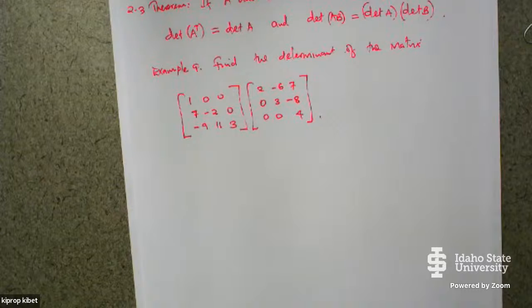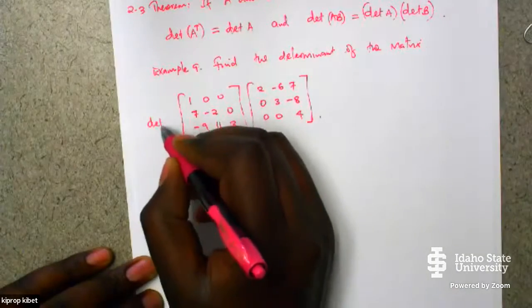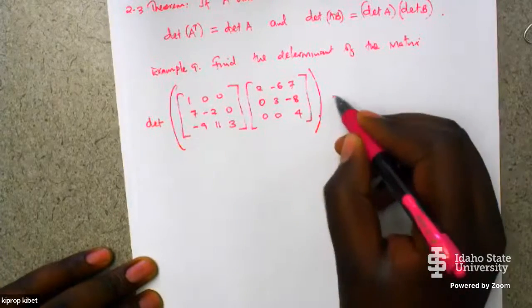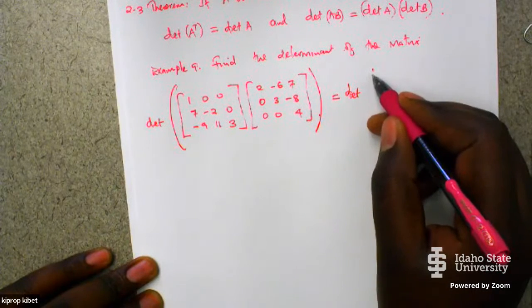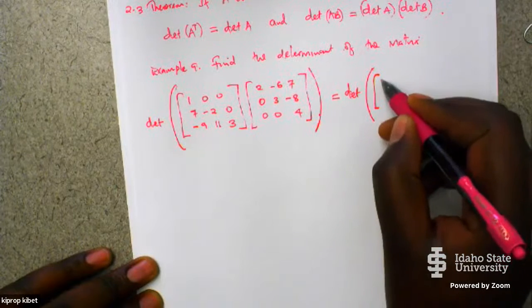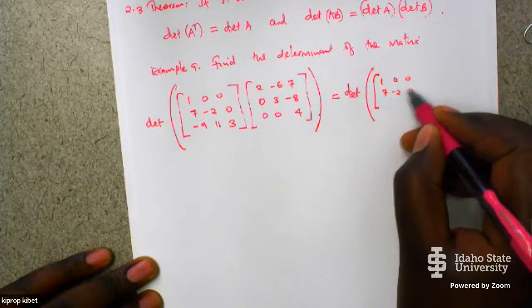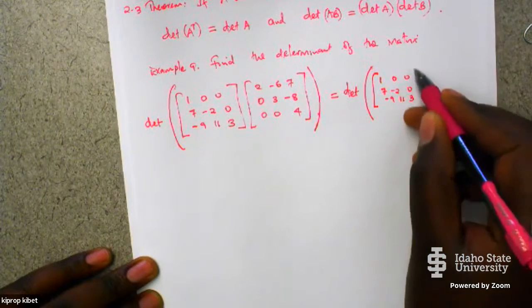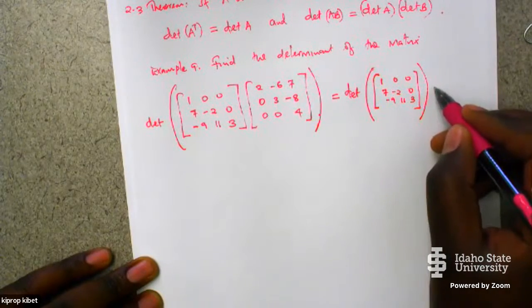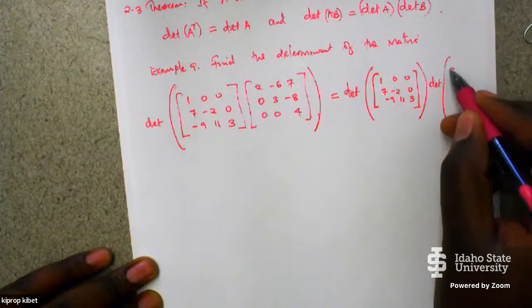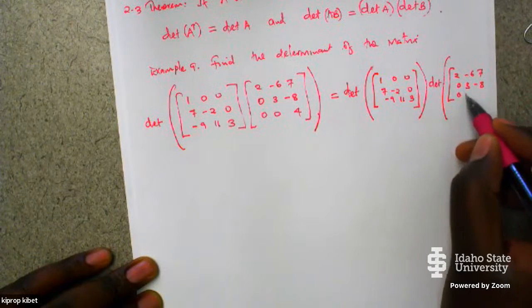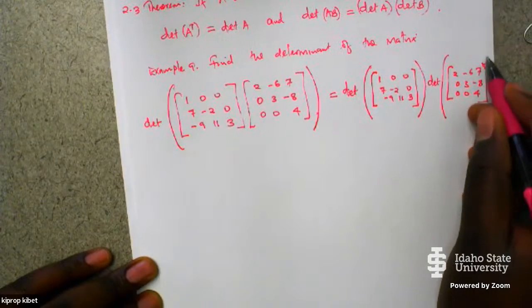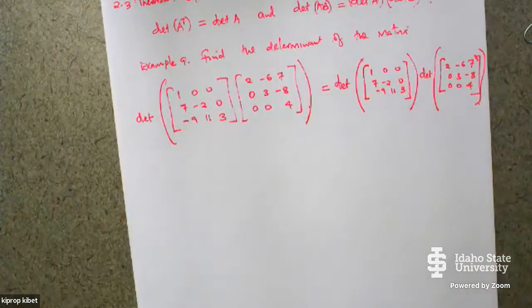So to get the determinant of this, it is actually the same as getting the determinant of [1, 0, 0; 7, -2, 0; -9, 11, 3] multiplied by the determinant of [2, -6, 7; 0, 3, -8; 0, 0, 4]. It is the same as getting the determinant of each.